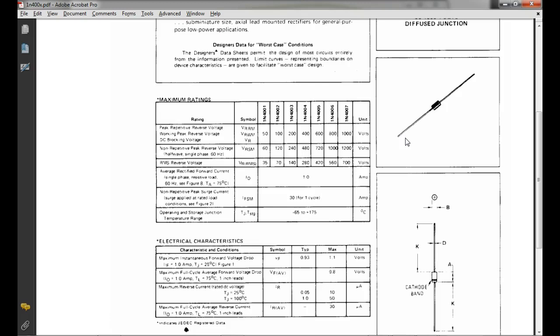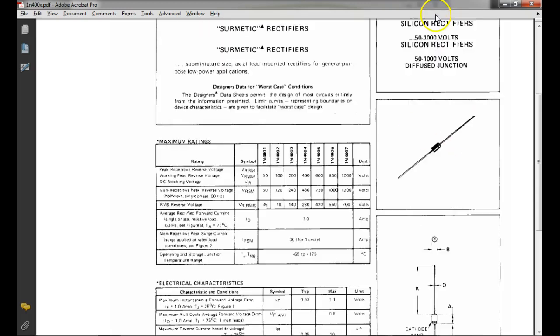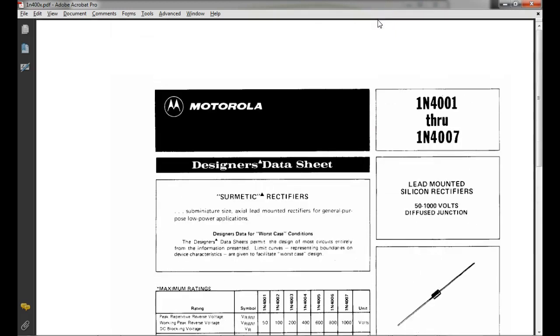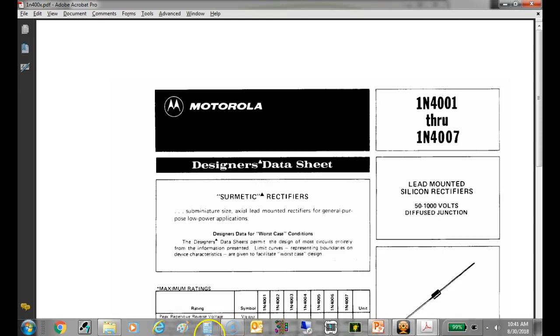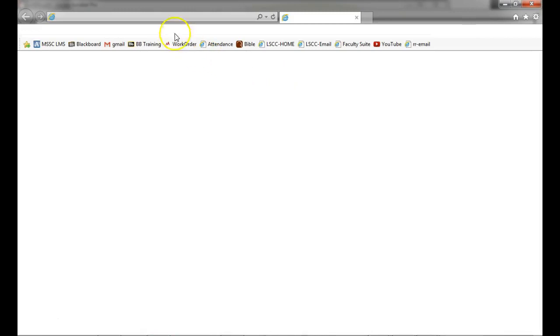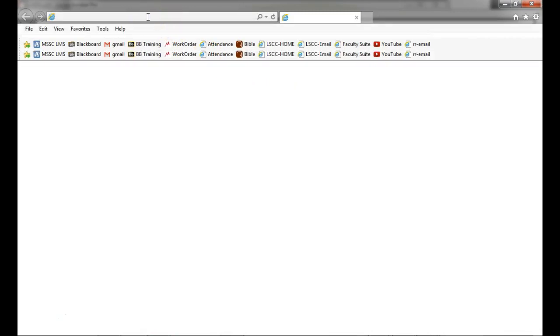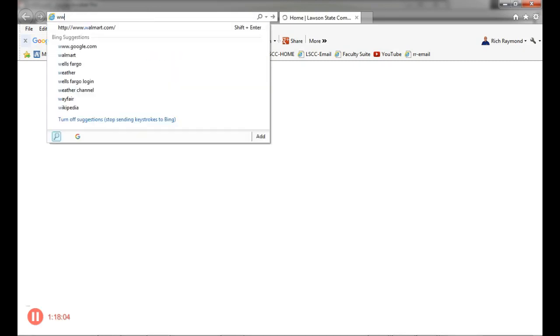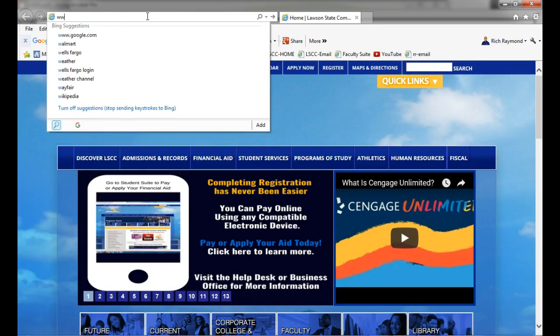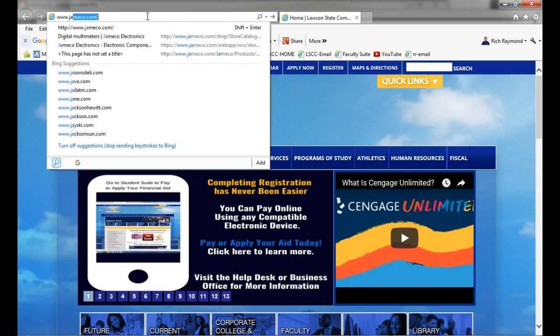But they also make available a data sheet, which is really neat, guys. So Jameco puts data sheets up there for every device that they sell. Some of them are not good, but when you look at Jameco, if you want electronic parts, this is a real good place to go. www.jameco.com.